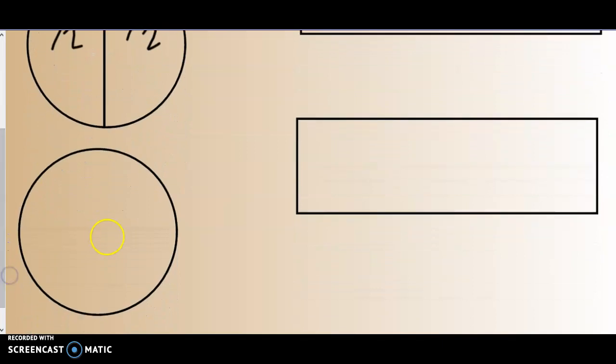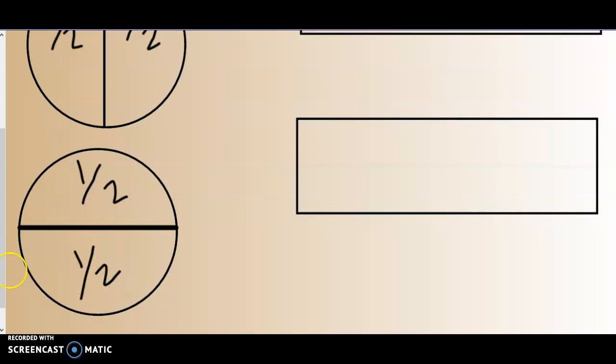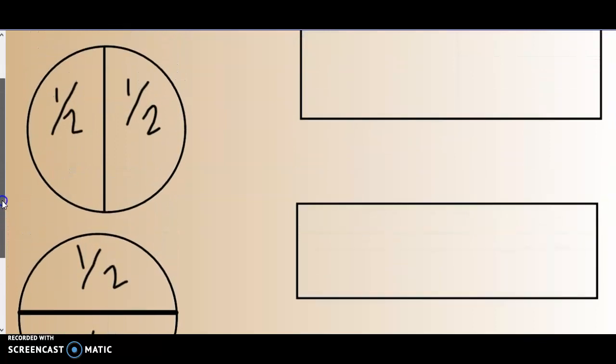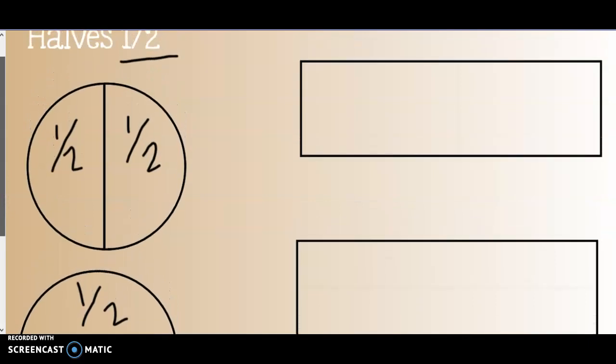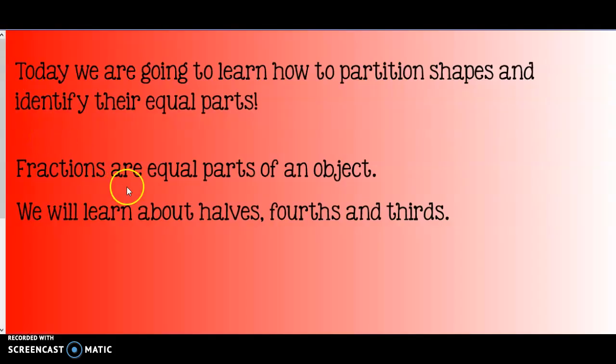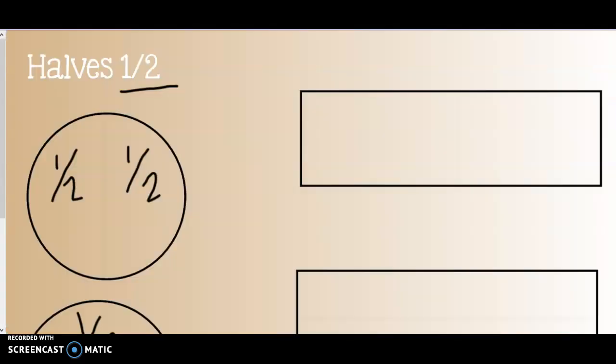Another way to show a half is to cut it straight across. Again, this is 1 out of 2 pieces, and 1 out of 2 pieces is equal to 1/2. So that is how you split a circle into halves. In order for it to be a half, it has to have equal parts. Fractions are equal parts of an object. So in order for it to be in half, it has to have equal parts.